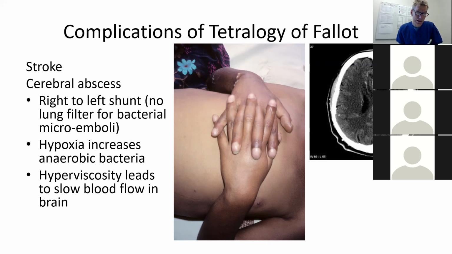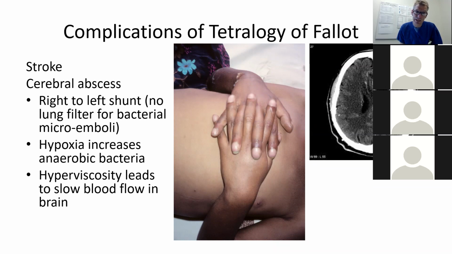And so normally we have small microthrombi that are relatively frequently getting into our bloodstream, and then they go through the lungs and they get largely filtered out by the lungs. But if the microthrombi, which might come from, for example, the lower limbs or the blood vessels somewhere, get into the right ventricle and then they go straight to the left ventricle and then out the aorta, then they can get to the brain. And so it's not uncommon for children with Tetralogy of Fallot to have strokes.